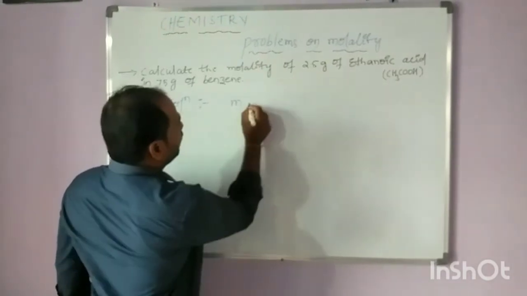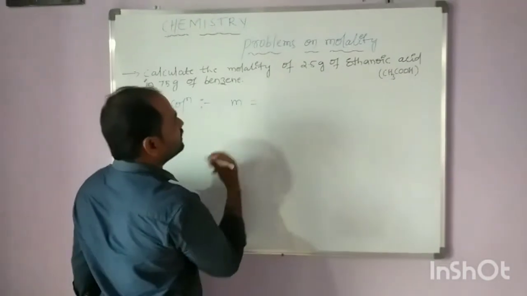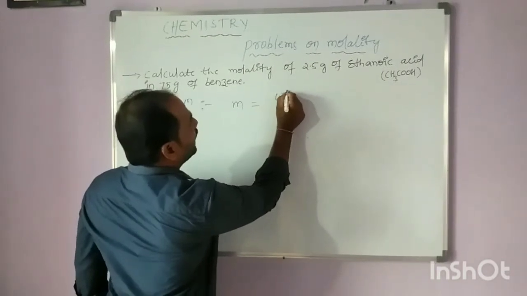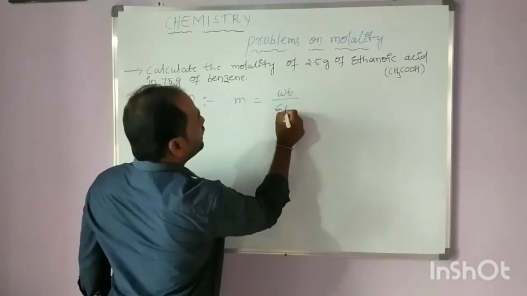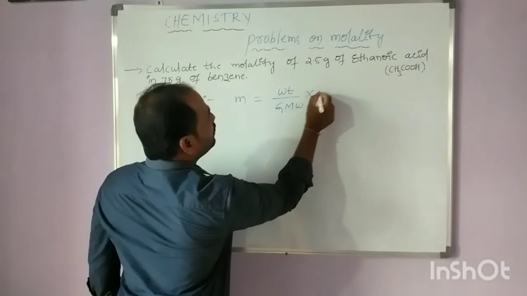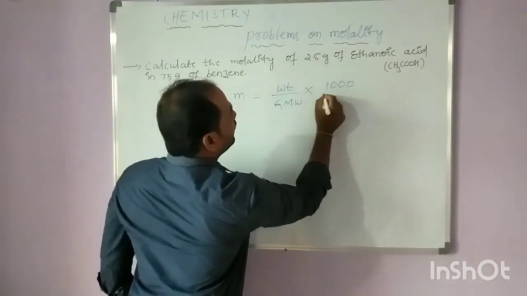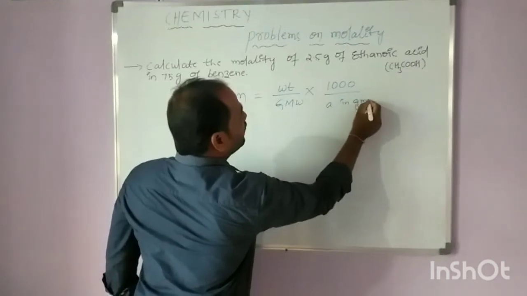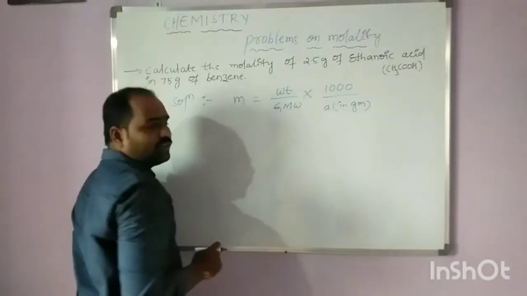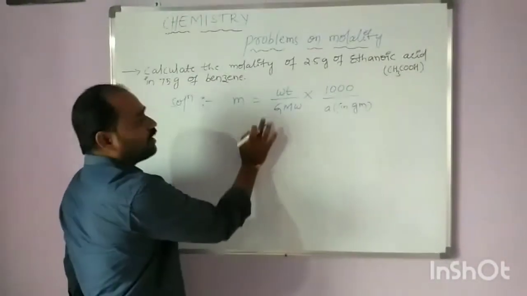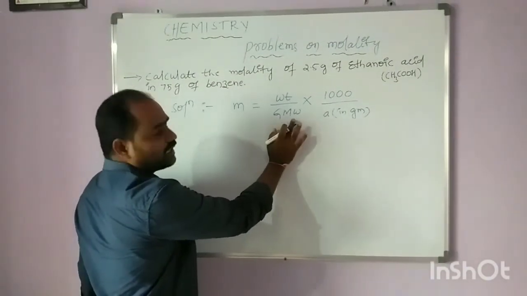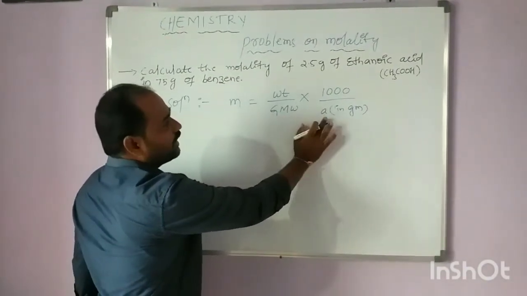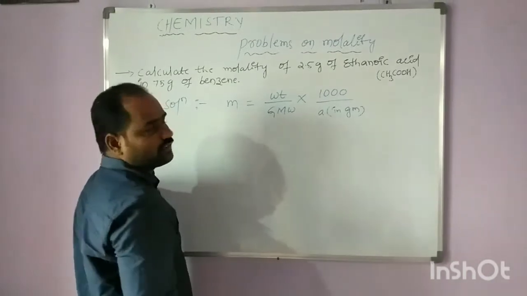The formula we use for the calculation of this problem is molality equals WT by gram molecular weight into 1000 by A in grams. Here WT is the weight of the solute, GMW is the gram molecular weight of the solute, and A is the weight of the solvent.